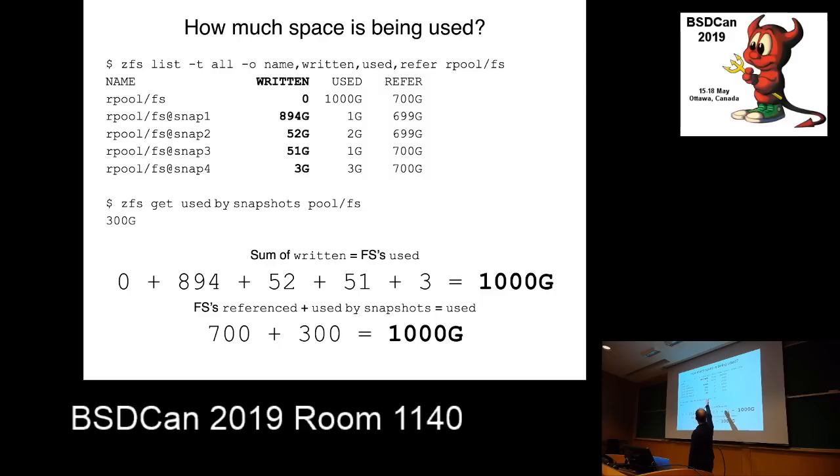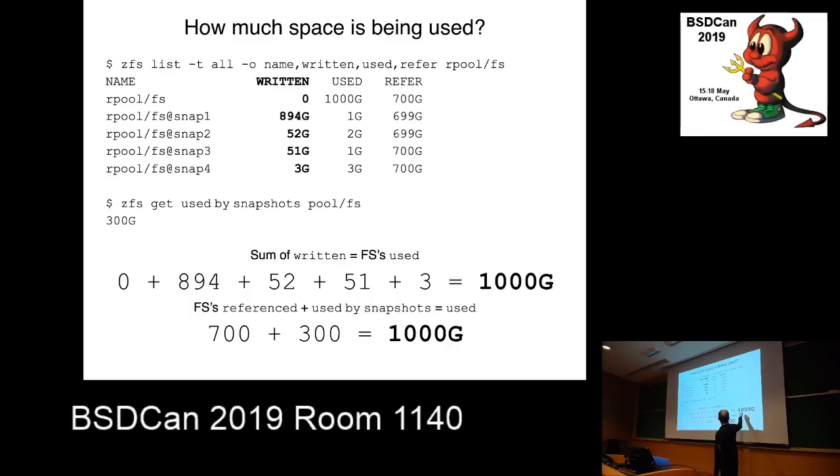But you can see here, it makes it more clear that most of the space was written before the first snapshot. In other words, it seems like what happened was we populated the file system with a bunch of stuff, 894 gigs, then I took the first snapshot, and that was the bulk of my data. Then I wrote another 52 gigs, I took the next snapshot, snap 2, then I wrote another 51 gigs, took snap 3, and then 3 gigs before snap 4, and then nothing after snap 4. The cool thing about this is that you can reason about the sums. The sum of all the space written is equal to the file system's used, because the whole file system and all the snapshots is all the space that was written through that whole timeline. So 0 plus 894, all that added together, gives us 1,000 gigabytes, which is the space used by the file system.